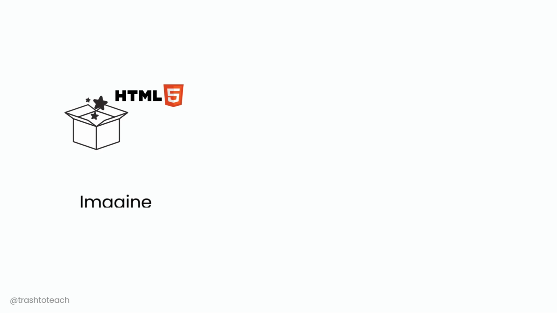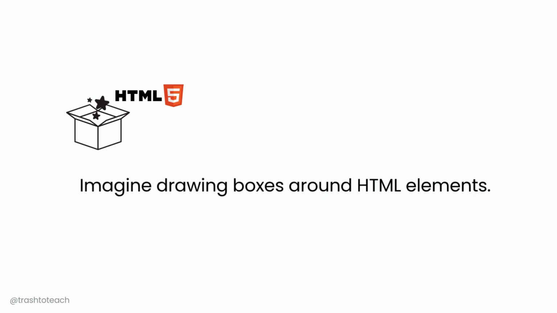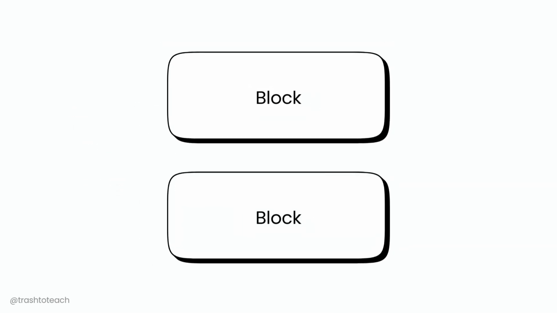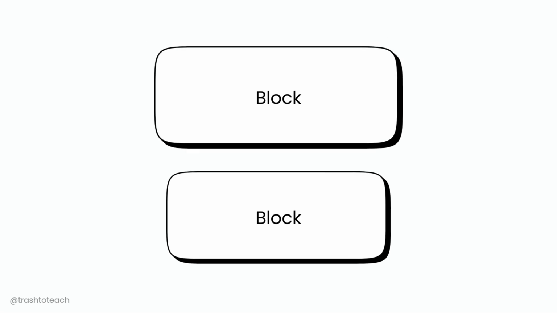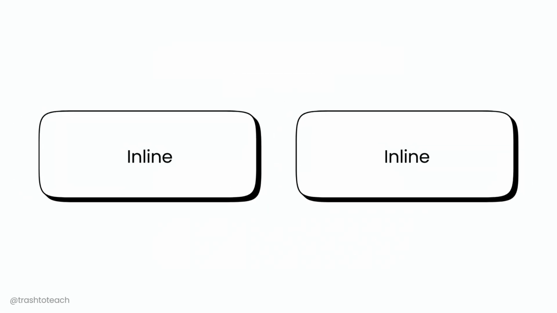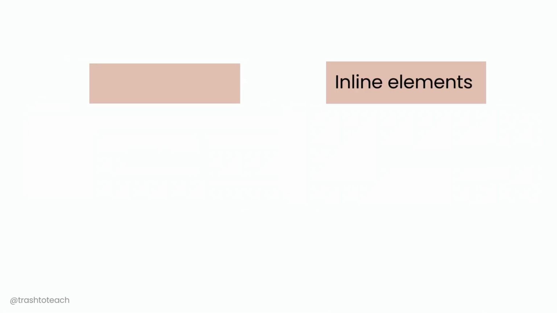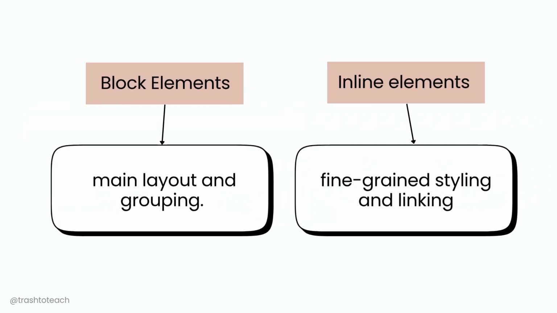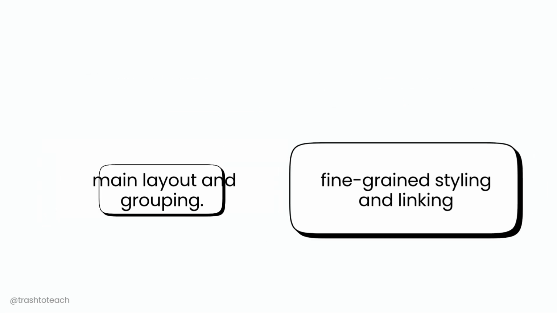Let's visualize block versus inline. Imagine drawing boxes around HTML elements. Block elements would be big rectangles one under another. Inline elements would be smaller boxes that fit side by side in a line, wrapping to the next line if needed. Block elements are perfect for main layout and grouping. Inline elements are great for fine-grained styling and linking without disrupting your flow.